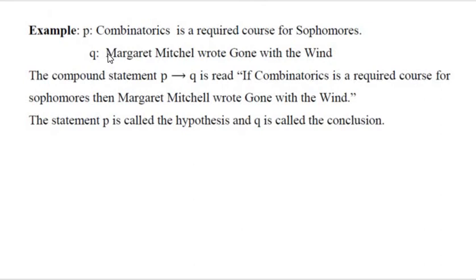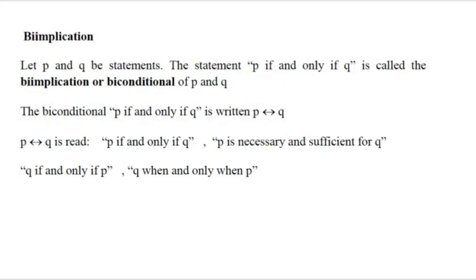For example, consider two propositions P and Q, where P denotes the proposition combinatorics is a required course for sophomores, and Q is a proposition Margaret Mitchell wrote Gone with the Wind. So the compound proposition obtained by using the logical connective implication is P implies Q, and is read, if combinatorics is a required course for sophomores, then Margaret Mitchell wrote Gone with the Wind. The statement P is called a hypothesis and Q is called the conclusion in the conditional proposition P implies Q.